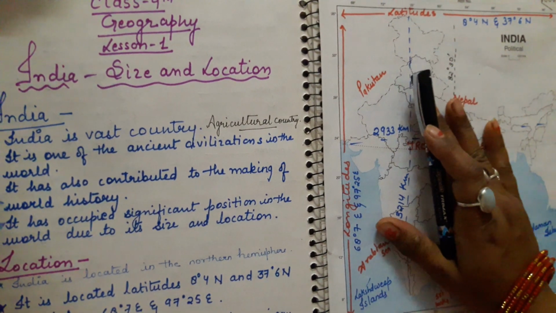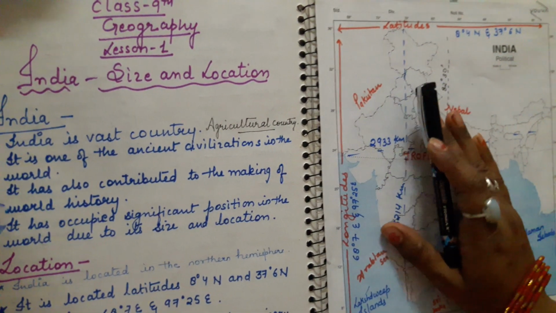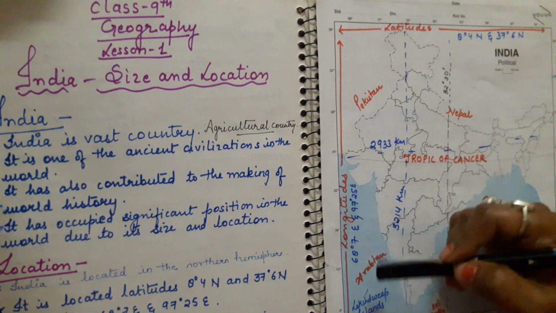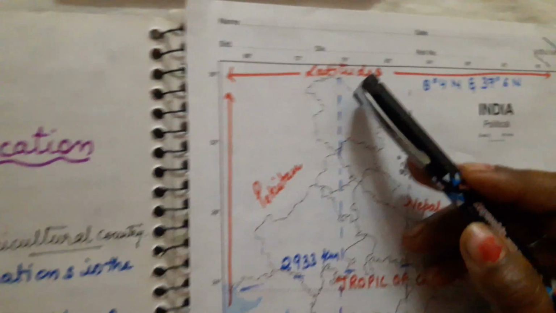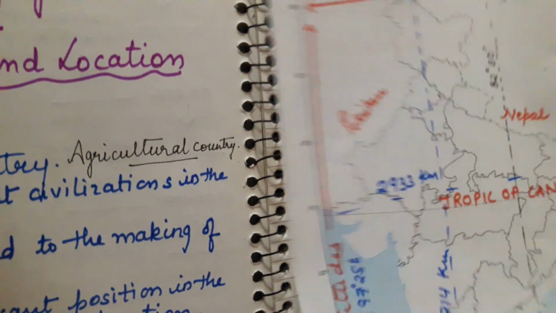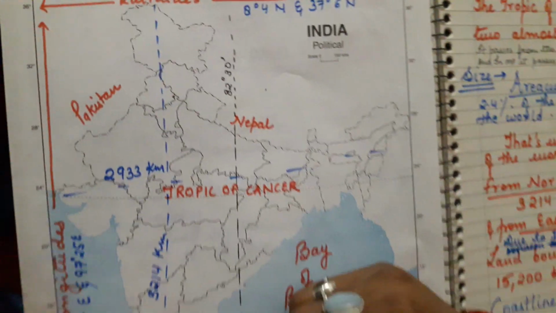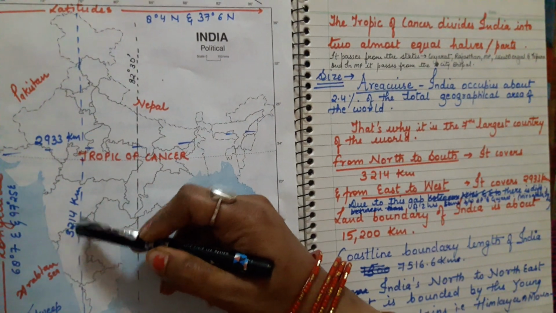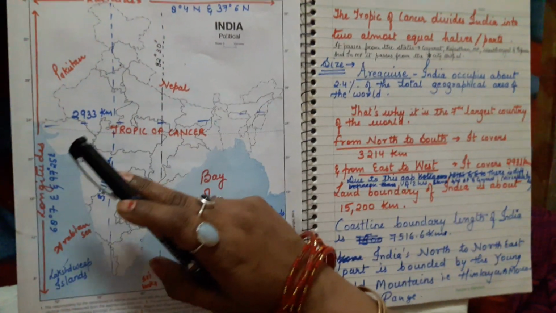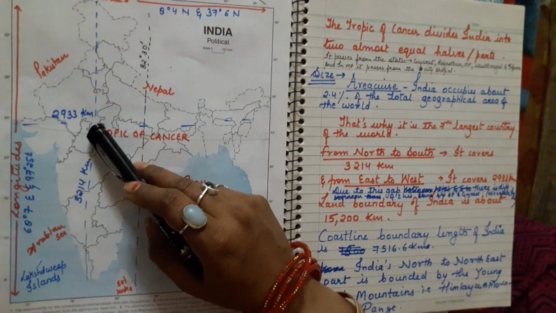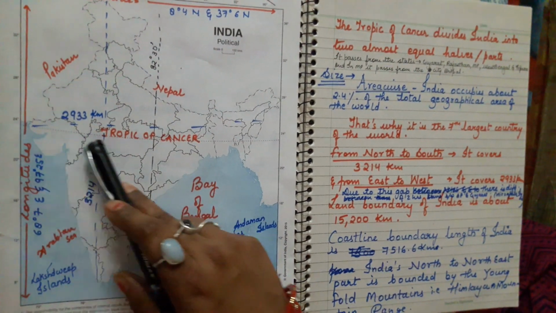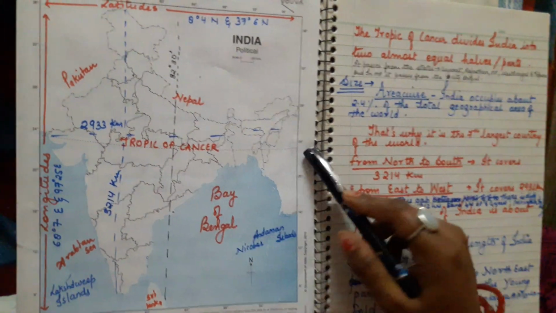So whenever you are going to locate the position of India, you have to write the latitudes and longitudes of India. Now, when we are going to know about India area wise, from north to south it is 3214 kilometers, and from east to west it is 2933 kilometers.